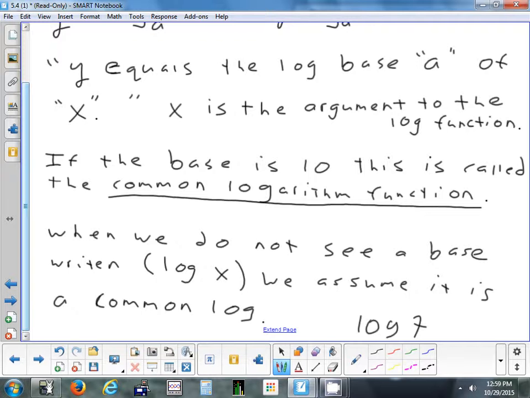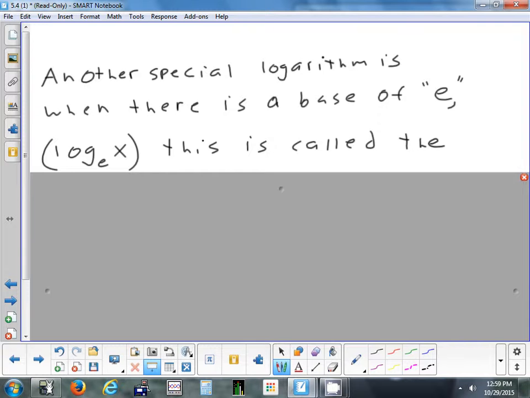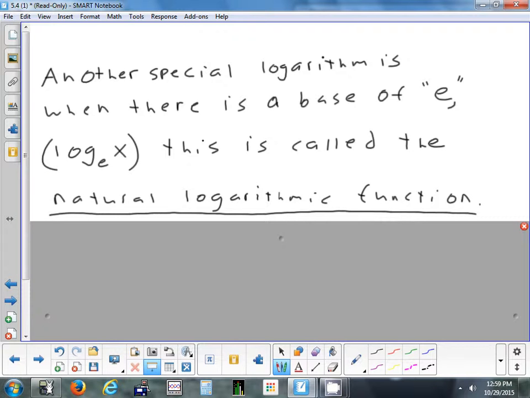So you're just going to be doing common log for now? Common log and the log where we also have a base of e. Okay, we talked about this a little bit yesterday. Did anybody remember what I called this one? This wasn't the common log, it was the Brad? Natural log. Okay, so anytime you have a logarithm with a base of e, that's called the natural log.